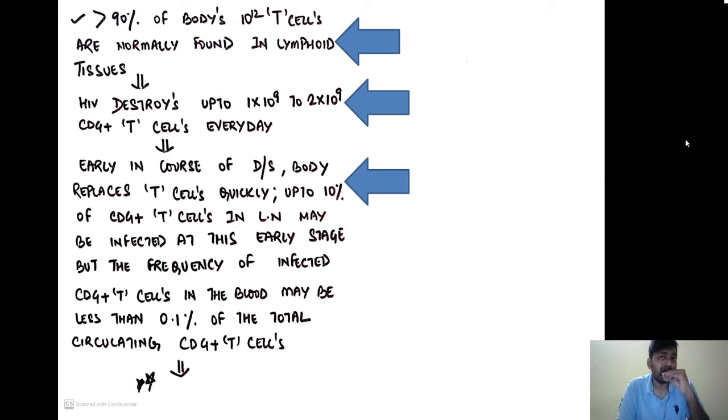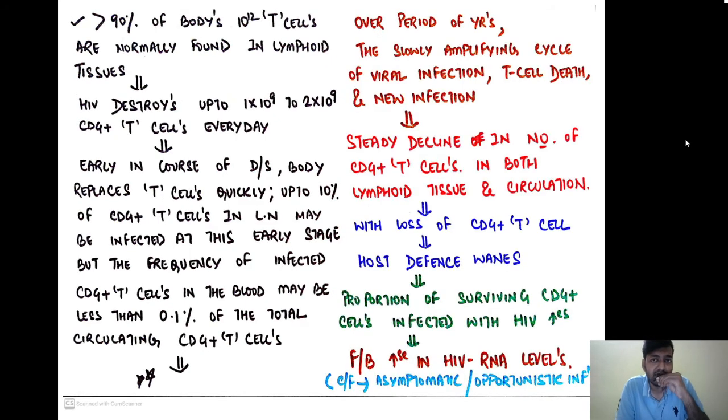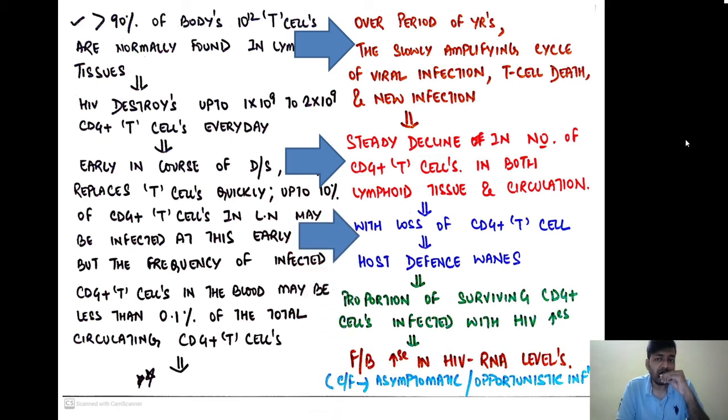Up to 10% of the CD4 plus T cells in the lymph nodes may be infected at this early stage, but the frequency of infected CD4 plus T cells in the blood may be less than 0.1% of the total circulating CD4 plus T cells. So over a period of years, remember, the slowly amplifying cycle of viral infection, T cell death and new infection leads to a steady decline in the number of CD4 plus T cells in both the lymphoid tissue as well as the circulation. With the loss of CD4 plus T cells, the host defense will wane and the proportion of surviving CD4 plus T cells infected with HIV will increase. This is followed by an increase in HIV RNA levels as well.